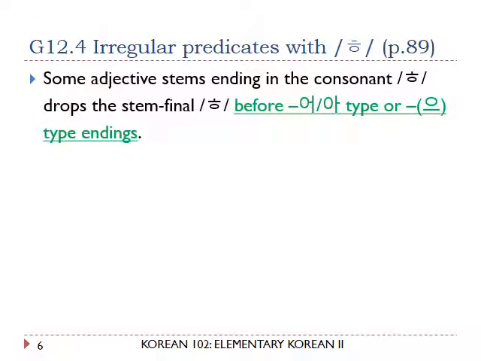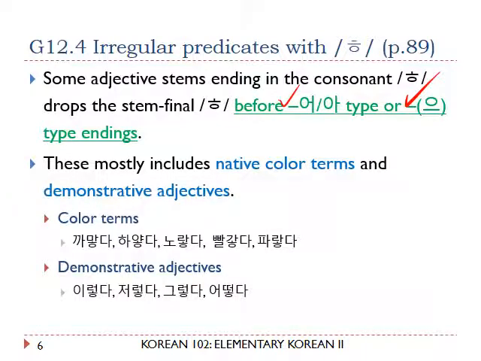Some adjective stems ending in the consonant ㅎ (heat) drop the stem-final ㅎ before a vowel, especially before a ㅏ type ending or a ㅓ type ending. These irregular patterns apply mostly to native color terms and demonstrative adjectives. Color terms include 까맣다 to be black, 하얗다 white, 노랗다 to be yellow, 빨갛다 to be red, 파랗다 to be blue. Demonstrative adjectives include 이렇다 to be this way, 저렇다 to be that way, 그렇다 to be so, 어떻다 to be some way.